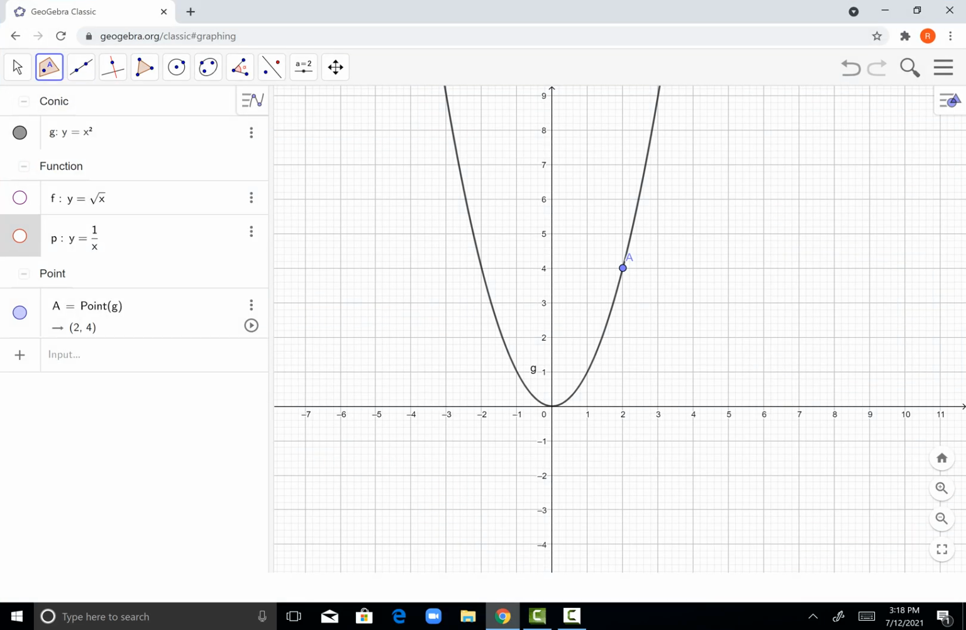So on here, what I did is I put in a parabola, y equals x squared, you can see that. I put a point here, A, on this parabola. What I want to illustrate is domain and range, and this is what I did for the class.